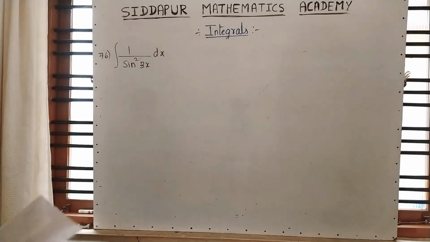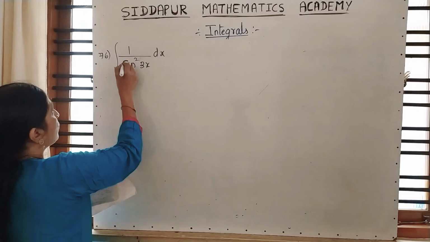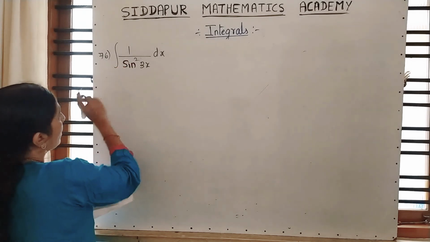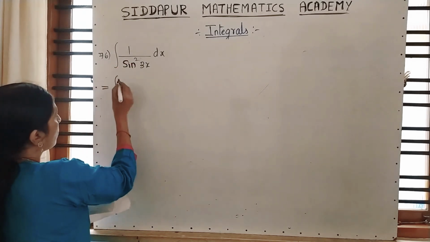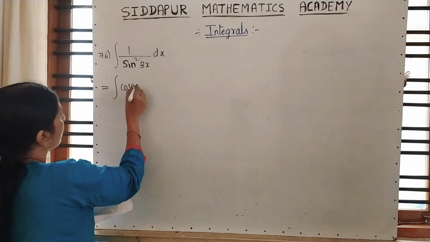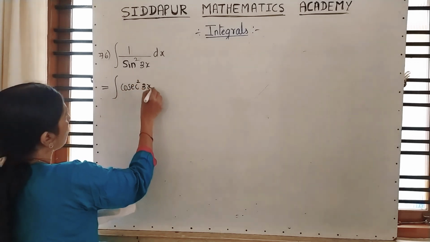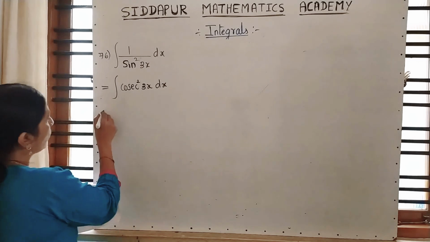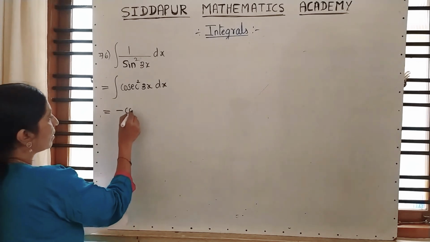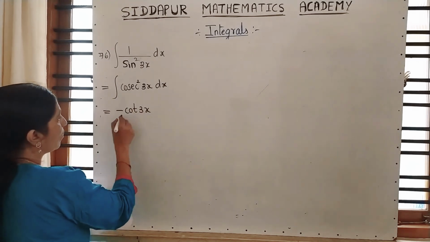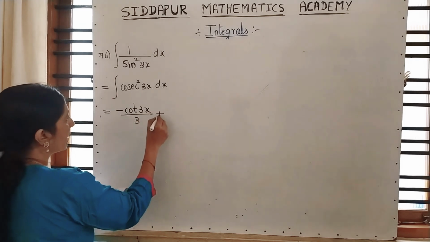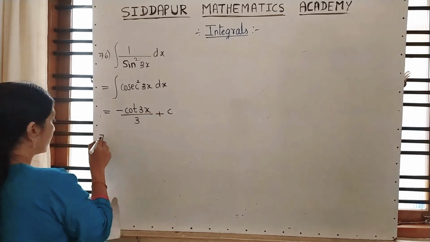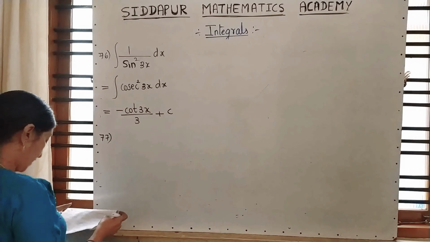Yes, again with question number 76. 1 upon sin square 3x will be written as cosecant square 3x. What is the integration of cosecant square? Minus cot 3x divided by 3 plus c. Question number 77.